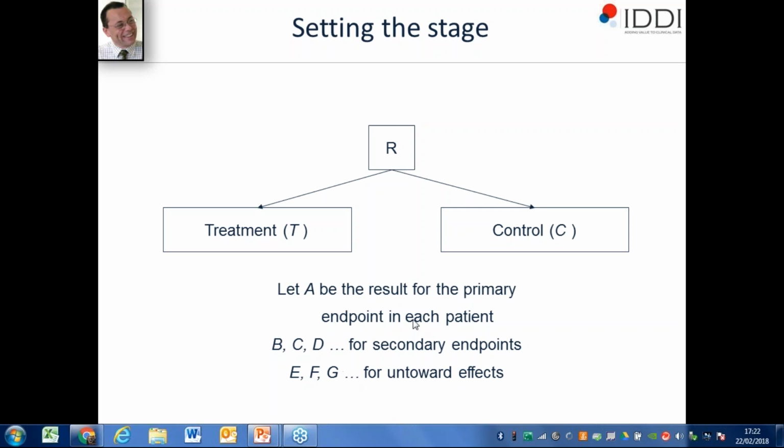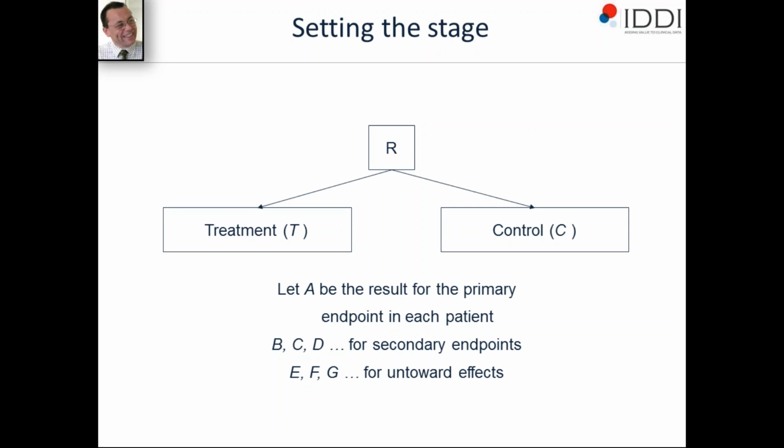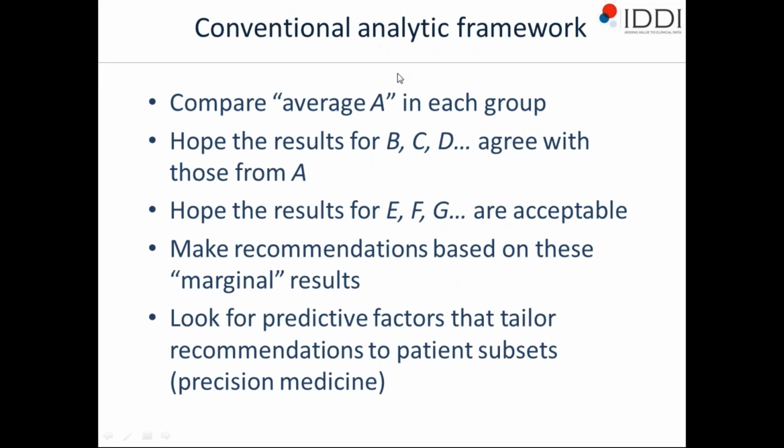So here is what we end up with. Conventionally, we compare the average outcome of patients for the primary endpoint in each group. If the difference between the average outcomes is statistically significant, we claim that the trial is positive. Otherwise, we claim that the trial is negative and we stop without regard to the secondary endpoints. The secondary endpoints are only looked at if the trial has met its primary endpoint.